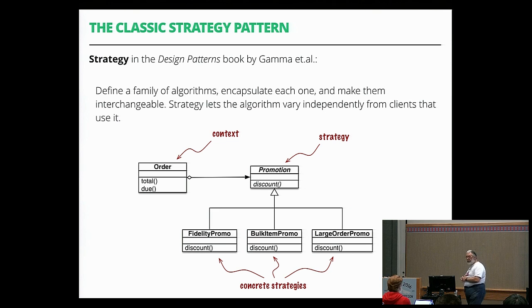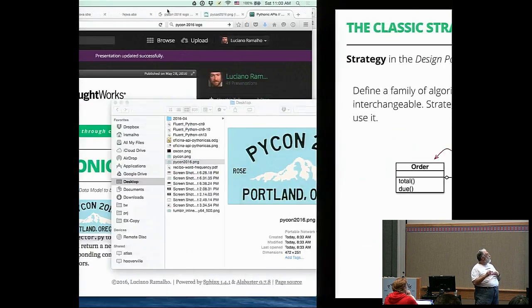So what's the idea of the strategy design pattern? That's the description from the book. It says, define a family of algorithms, encapsulate each one, and make them interchangeable. The strategy lets the algorithm vary independently from clients that use it.